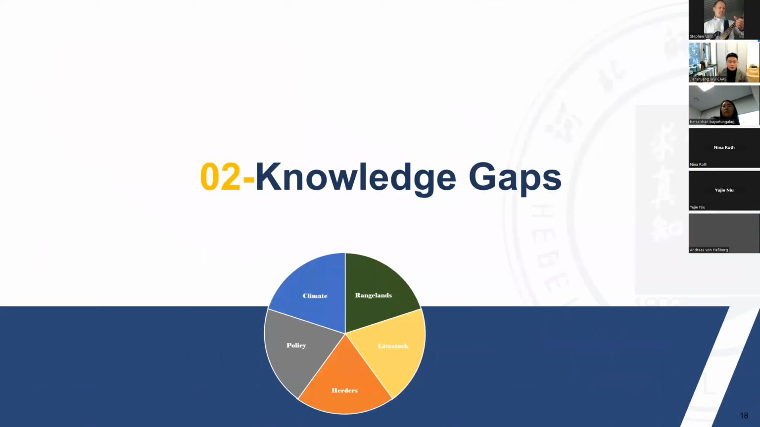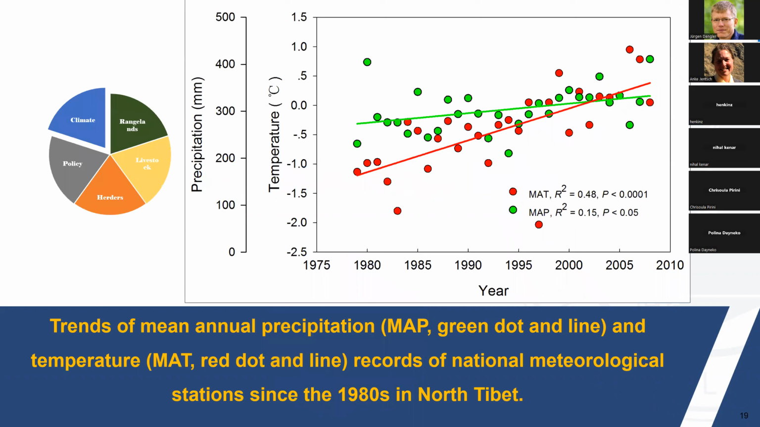With this data, we want to fill the knowledge gaps about climate change and rangeland management, livestock management, herders' livelihood, and also policy making for grassland conservation. This figure shows trends of climate change. The red one is the temperature. It's rising at a rate about 2 times the global average, and the green one shows the trends of precipitation since the 1980s.